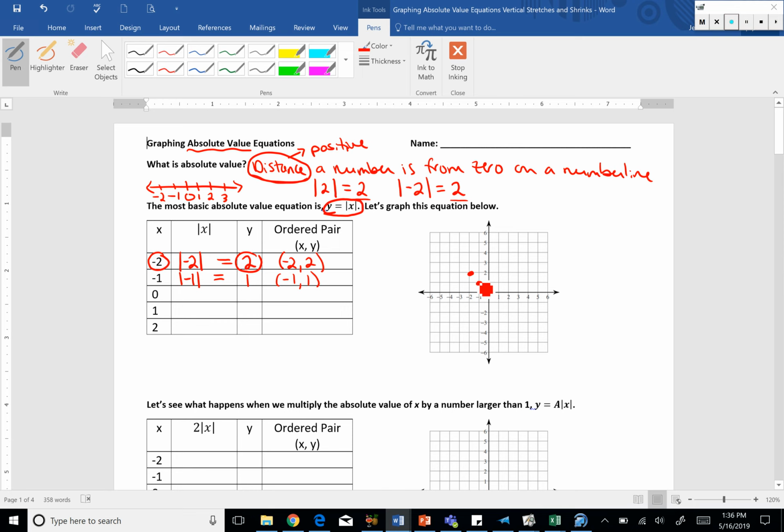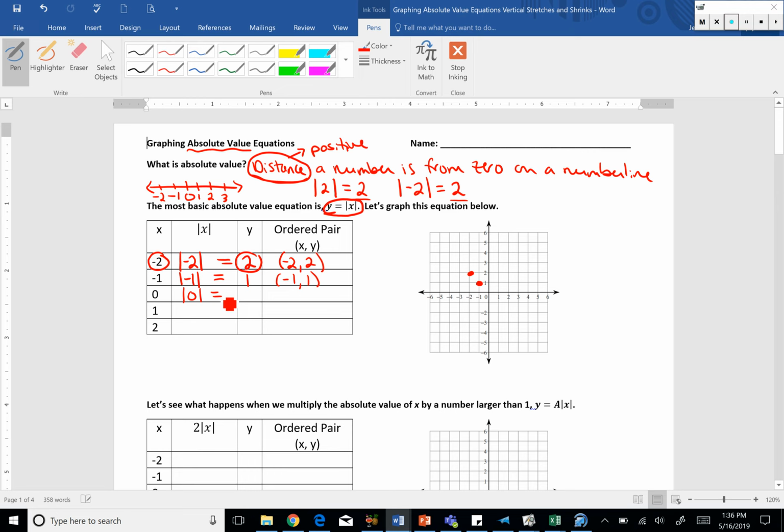This is not just going to be a straight line, so don't stop there and just think, oh, I'll just draw a line here. If this were going to be just a line, we'd just have y equals x. We wouldn't have absolute value bars. Absolute value is different. The next one up is 0.